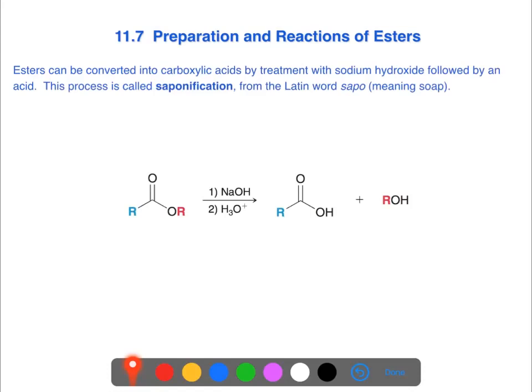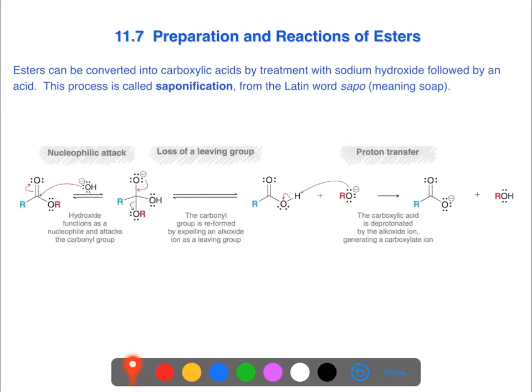So esters can be converted into carboxylic acids if we first treat the ester with sodium hydroxide and then follow that with an aqueous workup or an acid wash. Now this process is called saponification, and it's the main way in which we produce soap. So let's look at this mechanism in a little bit more detail. So saponification involves the following.